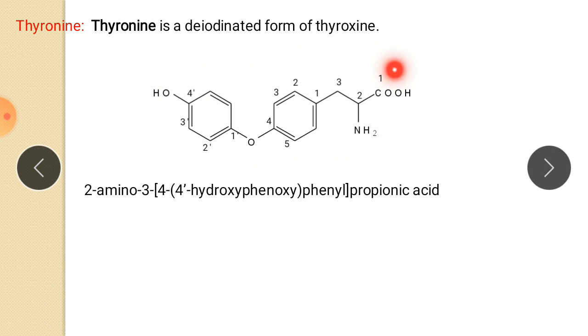IUPAC name same here. Numbering is 1, 2, 3, 1, 2, 3, 4, 5, 1 dash, 2 dash, 3 dash, 4 dash. So 2 amino, same 2 amino, 3 means this 3, 4 means this 4, 4 dash hydroxy, phenoxy. So here is a phenoxy, phenyl with oxygen. Then this phenyl propionic acid.